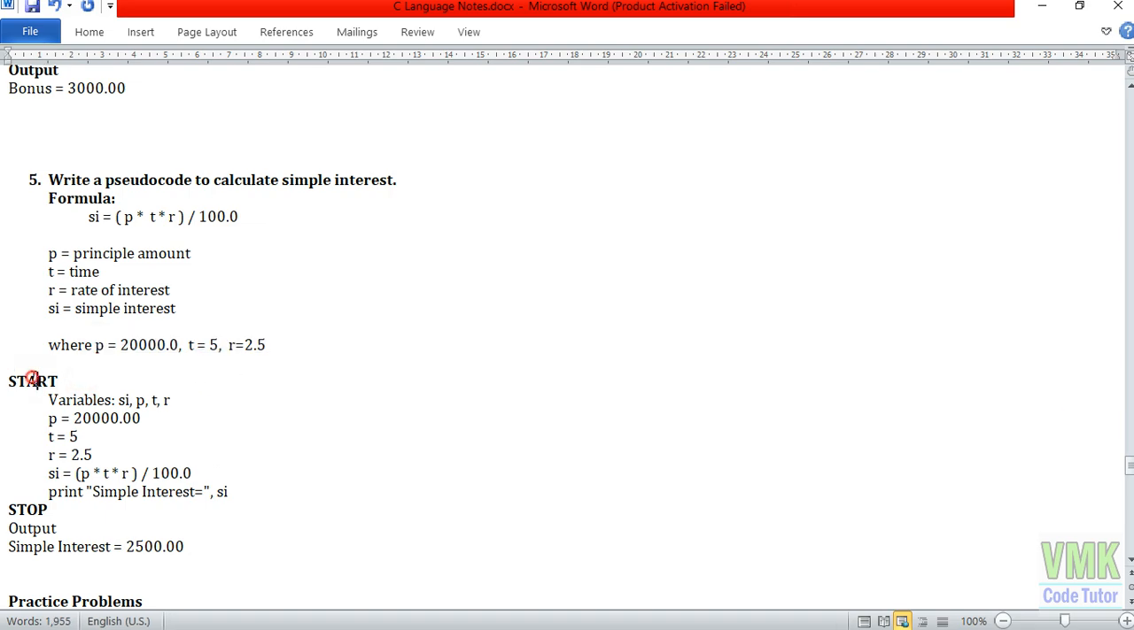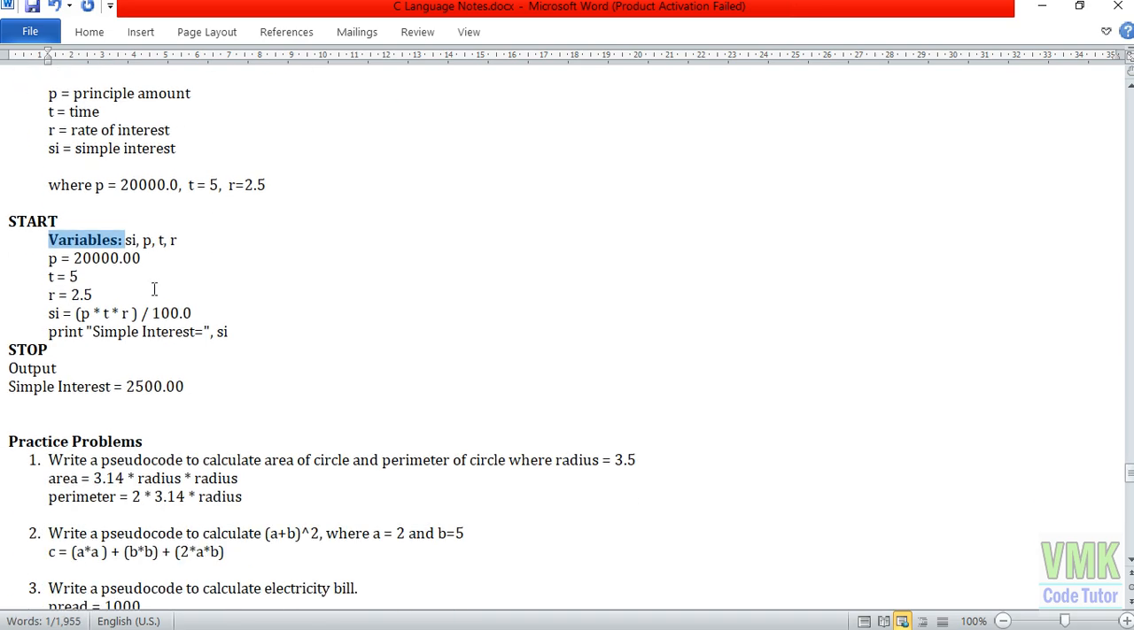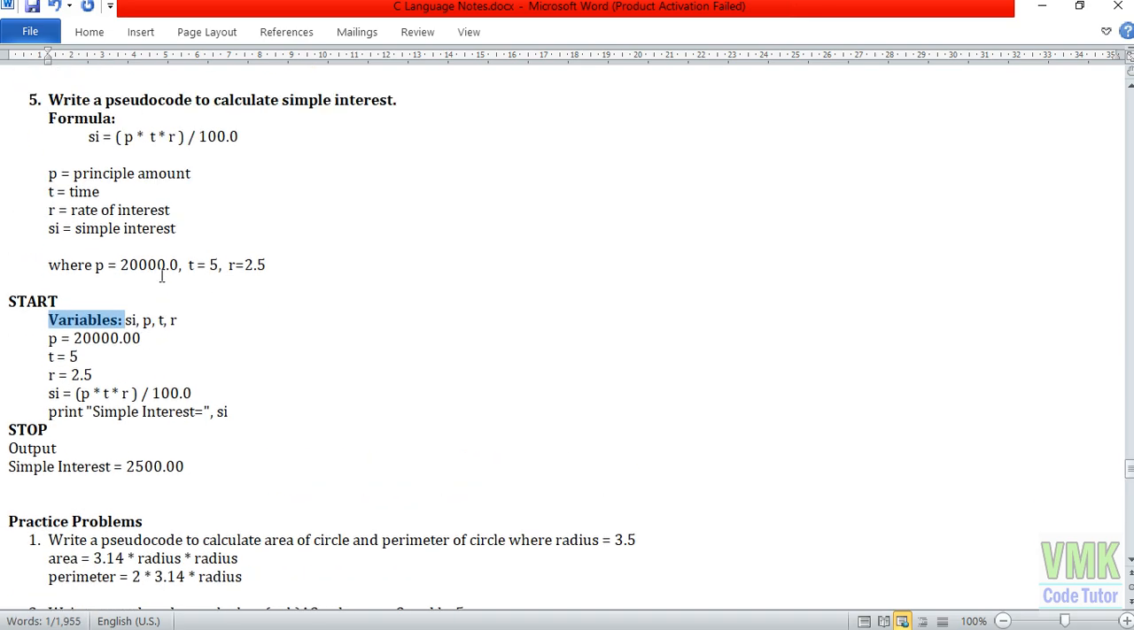Okay, simple. Start. Now we first of all have to create the variables. Let's say the variables are simple interest, P, T and R, where P is equal to 20,000, so 20,000 is stored, T is equal to time, 5 years, so 5 is stored, and rate of interest is 2.5, so 2.5 is stored, and the formula we are writing is SI is equal to P into T into R, total divided by 100.